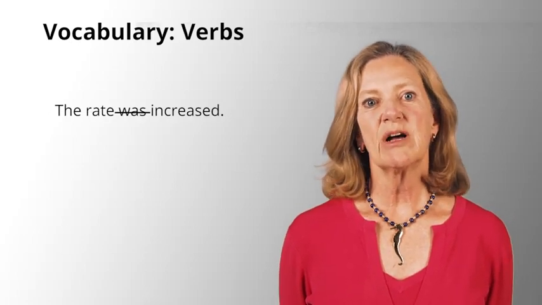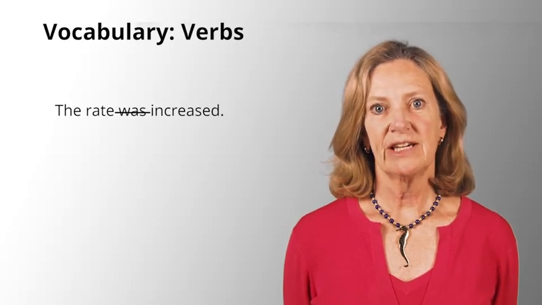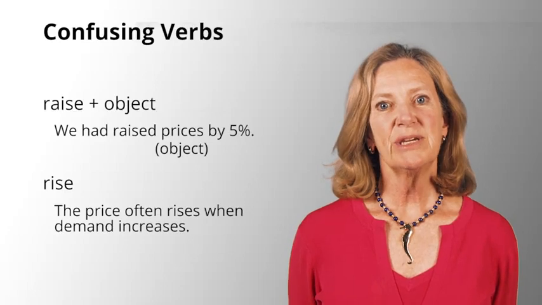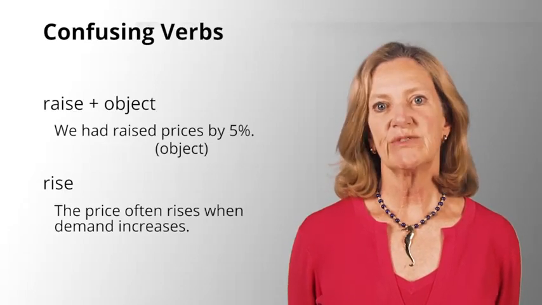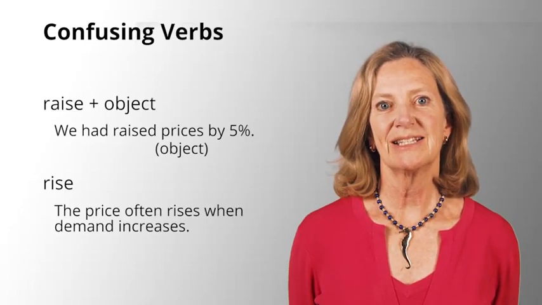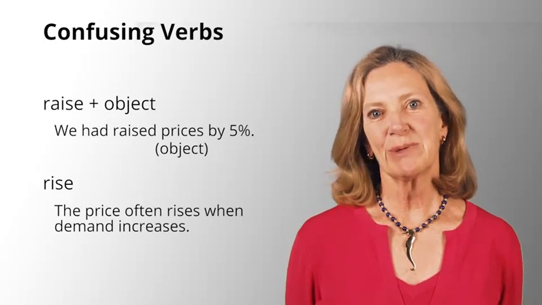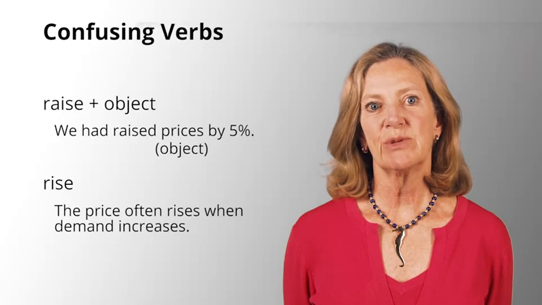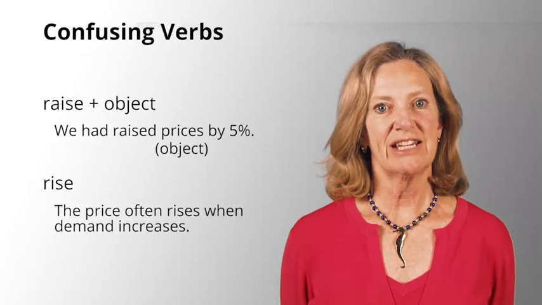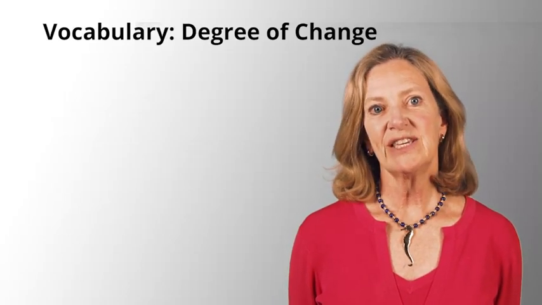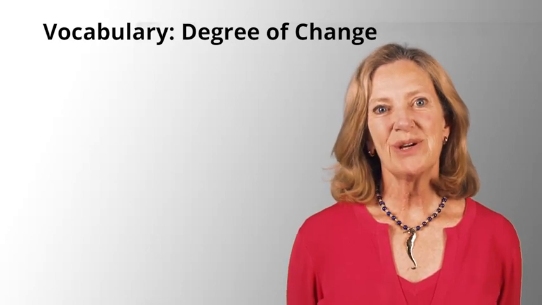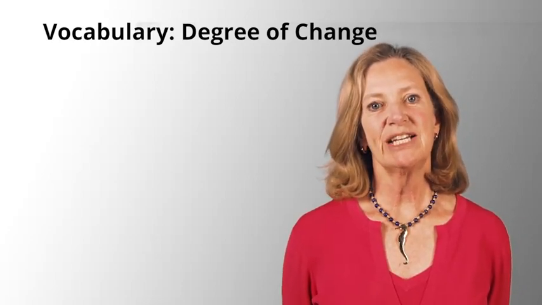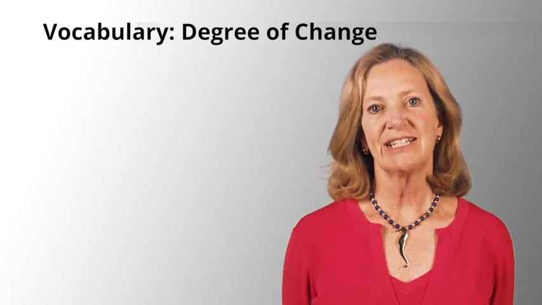Notice that these verbs are all active, not passive. They show a change that happened in the data. Also, be careful about the difference between these two verbs, rise and raise. The best way I can think of to remember is that the longer verb can take an object. The shorter verb, with only 4 letters, does not take an object. As you've seen in the examples, we often use adjectives and adverbs to describe the degree of change, how much or how quickly something changed.